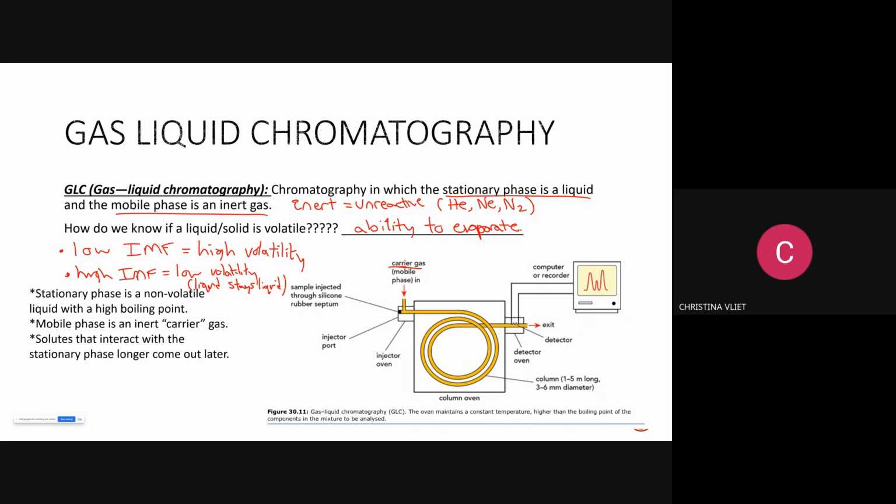Why does it get heated up? Because when you heat it up, you're going to turn your liquids into gases. That's the idea, to turn something in the liquid phase into the gaseous phase, so it moves through the detector and records it. And so your stationary phase, which is in the tubing, is a non-volatile liquid that has a high boiling point. That's what your stationary phase is in gas liquid chromatography. So the liquid is the stationary phase.